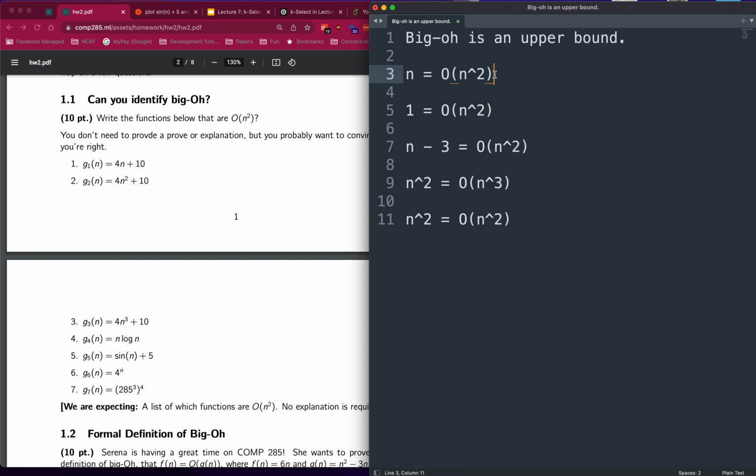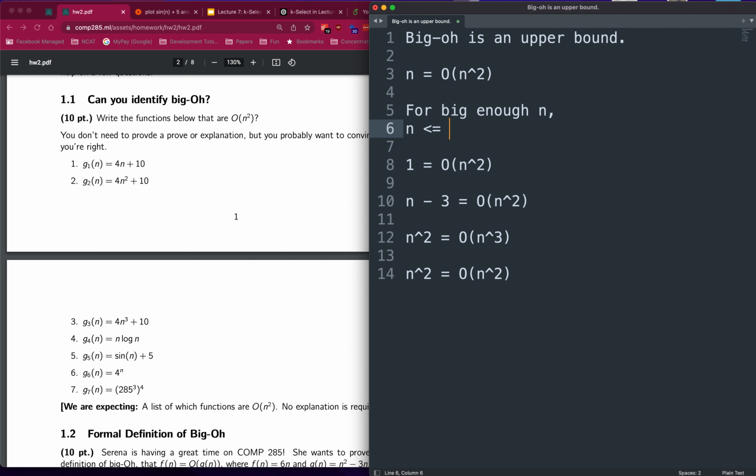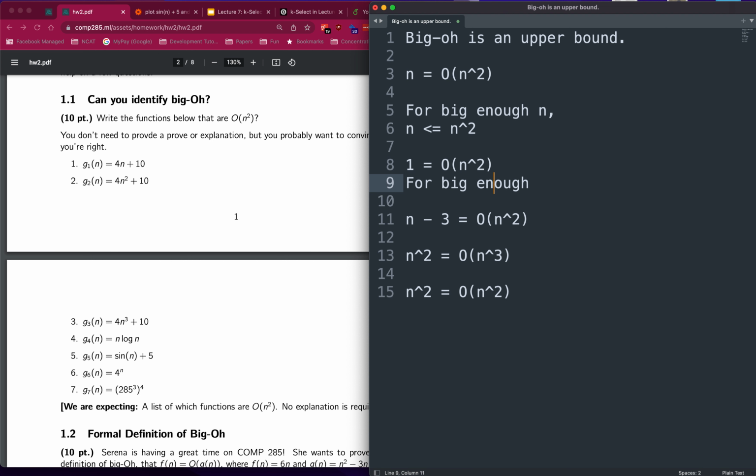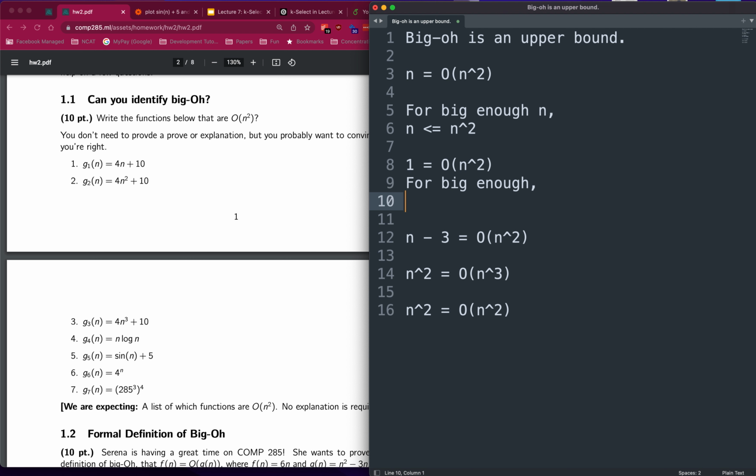So intuitively, what each of these are saying is that for big enough n, n is less than or equal to n squared. Here, for big enough n, and in fact for all n, 1 is less than or equal to n. For n bigger than 1.